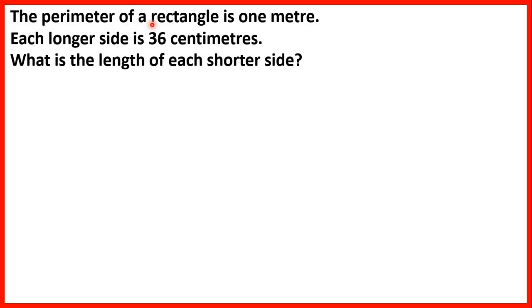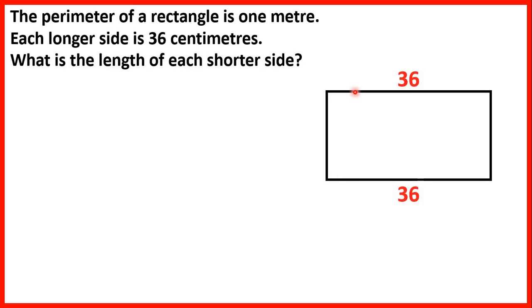The perimeter of a rectangle is 1 metre. Each longer side is 36 centimetres. What is the length of each shorter side? So we have a rectangle, and we know that both longer sides are 36 centimetres, but we need to know the length of the shorter sides.